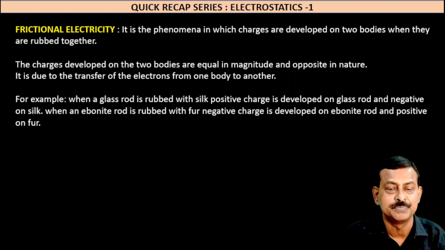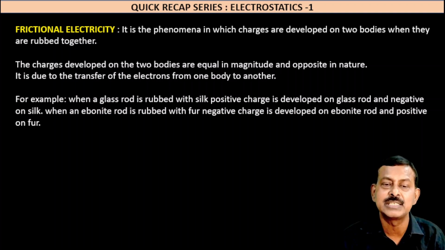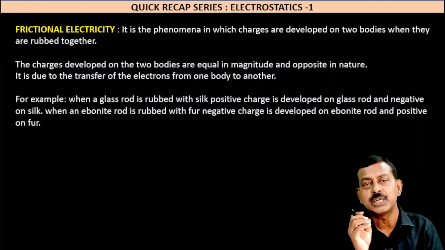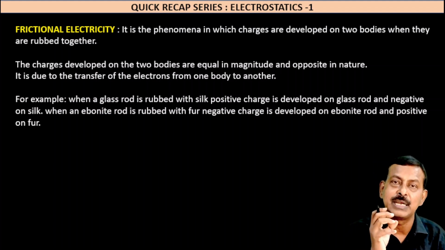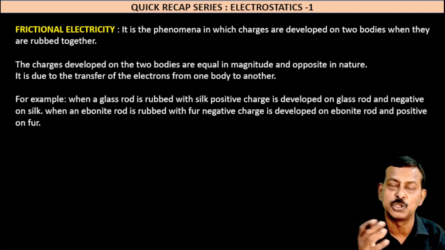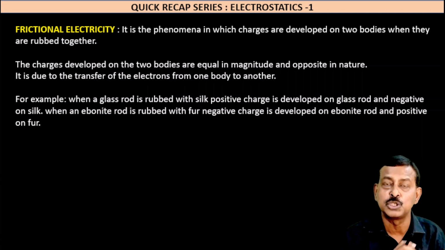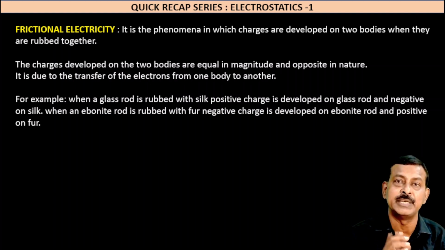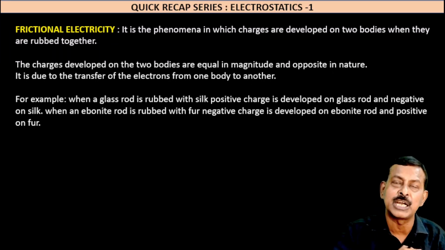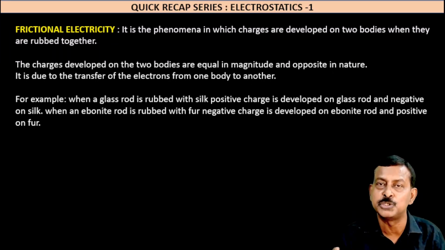Frictional electricity. Now, frictional electricity is the phenomenon in which charges are developed on two bodies when they are rubbed together. You have two bodies, and if you rub them together, you will find that charges are developed on the two bodies. The charges developed on the two bodies are equal in magnitude and opposite in nature. And this is basically due to the transfer of electrons from one body to another.